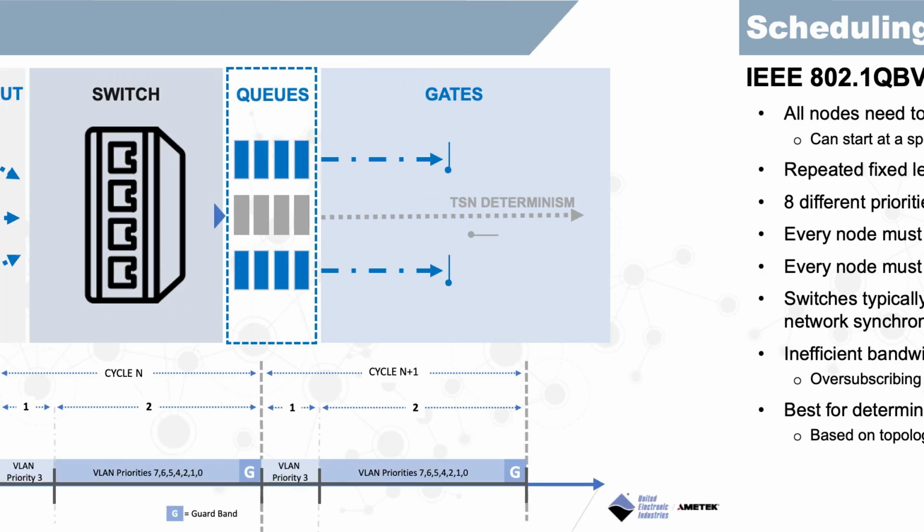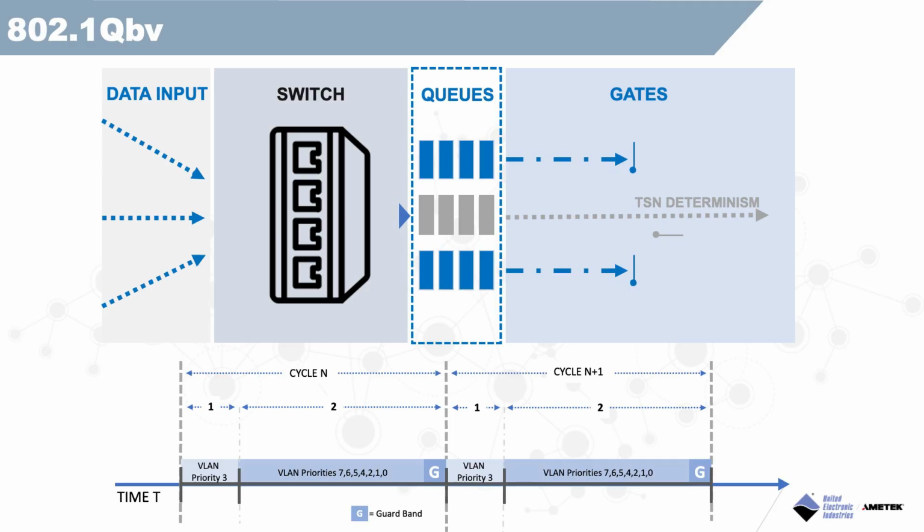Here's a picture of 2 cycles with gates. Notice the guard bands. TSN puts these in front of time-critical traffic to ensure the previous traffic is finished in enough time and ensures no new traffic will be started. Of course, this can also affect the bandwidth.